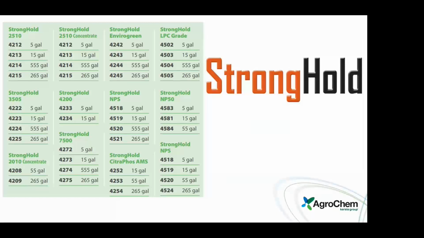And the Stronghold Citrifos is a citric and phosphoric blend. That one being an AMS line is used for robots in the detergent side, or I'm sorry, in the acid side of the wash and robots.